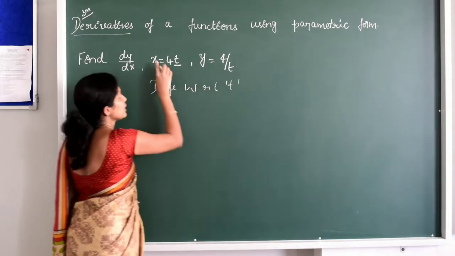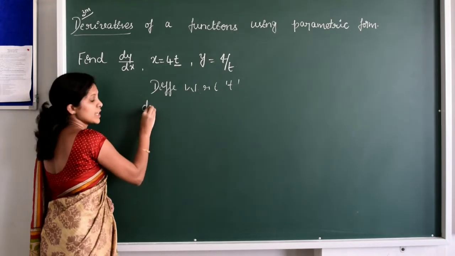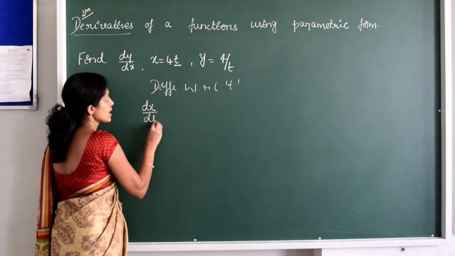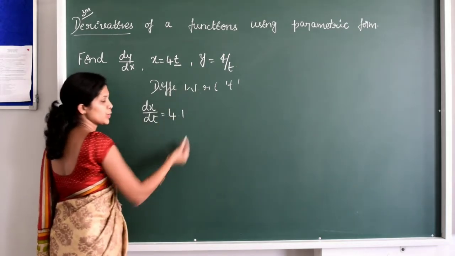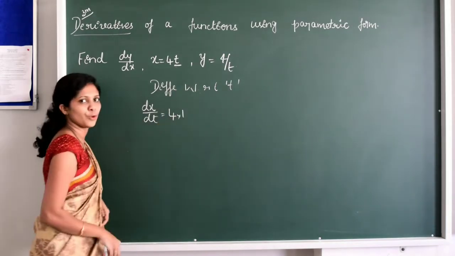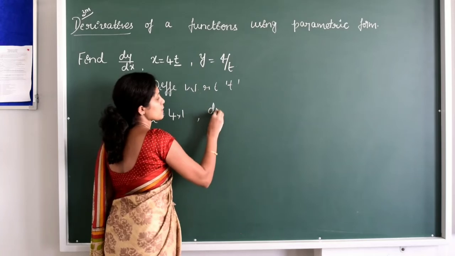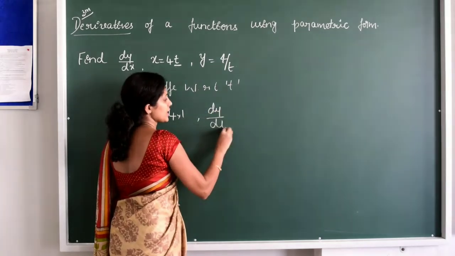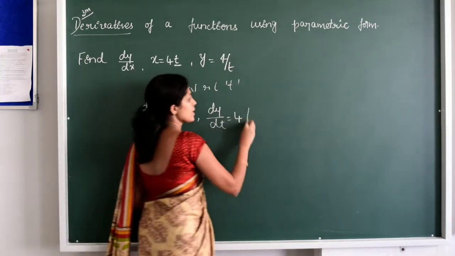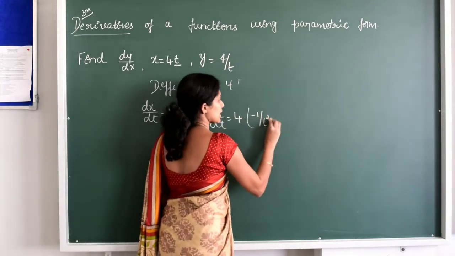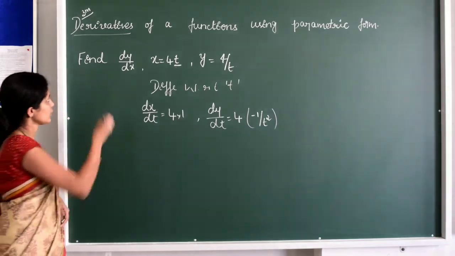So derivative of x with respect to t will be dx by dt is equal to 4 is constant, and derivative of t with respect to t will be equal to 1. So this is now 4. Now derivative of y with respect to t, that is dy by dt is equal to 4 is constant, and derivative of 1 by t will be minus 1 by t square. I hope you understood this one.